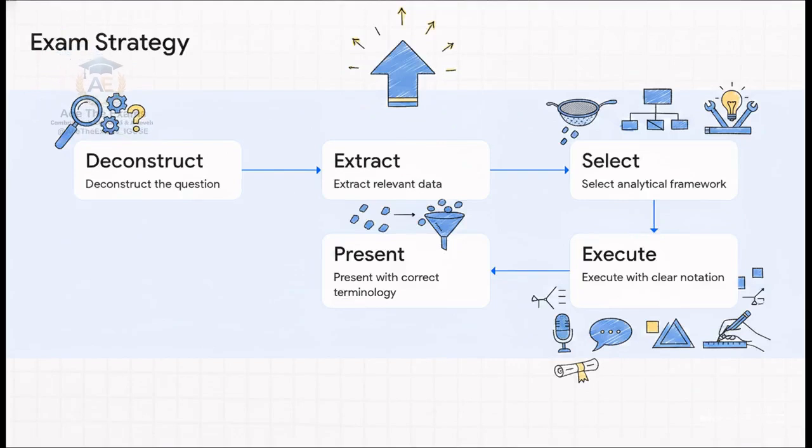When you apply this to a complex question, you follow these 5 steps. Step 1, deconstruct the question to understand the core need. Step 2, extract relevant data from the scenario. Step 3, select your analytical framework, like pairing a firewall with strict access permissions. Step 4, execute with clear, logical notation. And Step 5, present with precise, predefined terminology. If you follow this exact systematic logic, you will dramatically improve your grade boundary.